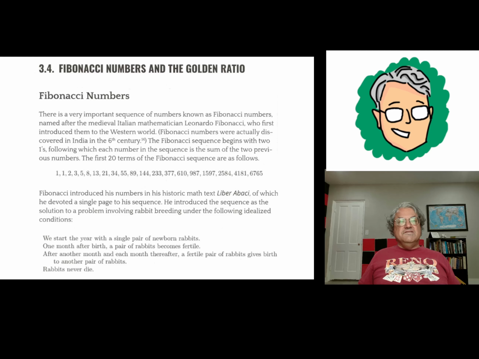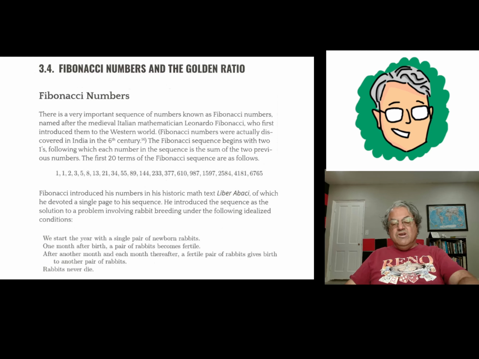After 3 months, the fertile pair gives rise to another pair. So now you've got two. You've got another newborn pair, and you've got the original fertile pair that gave birth. But now the newborn pair from the previous month becomes a fertile pair. So now you've got two fertile pairs and one newborn pair, and you keep going like that. There's three pairs altogether after 4 months, I guess.